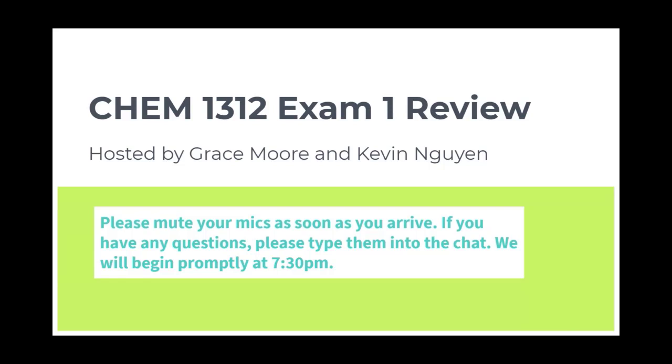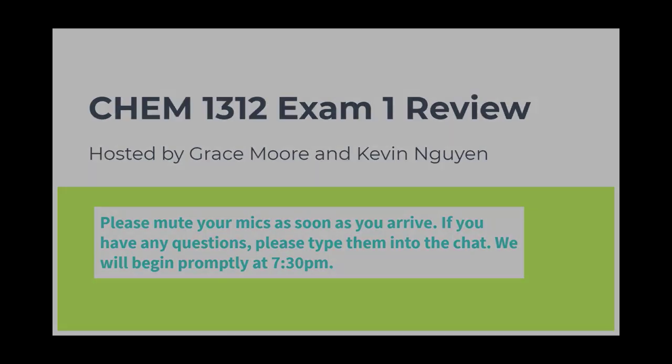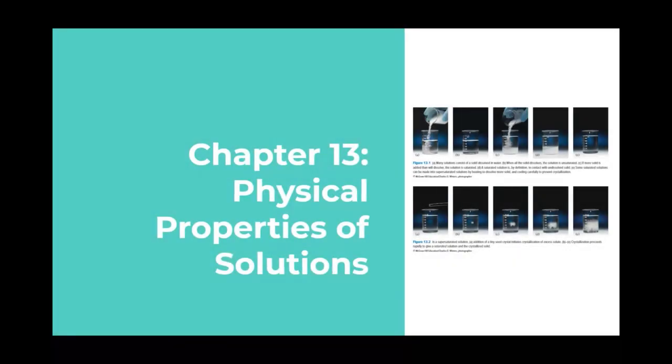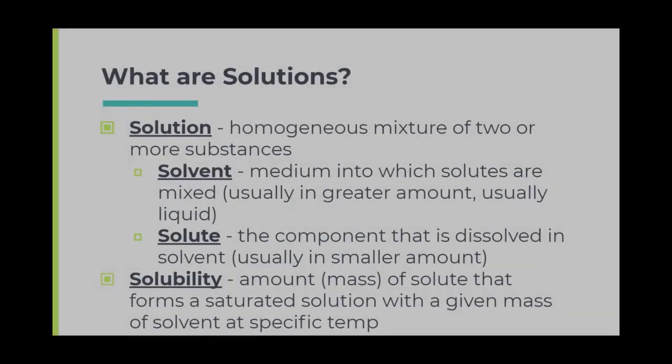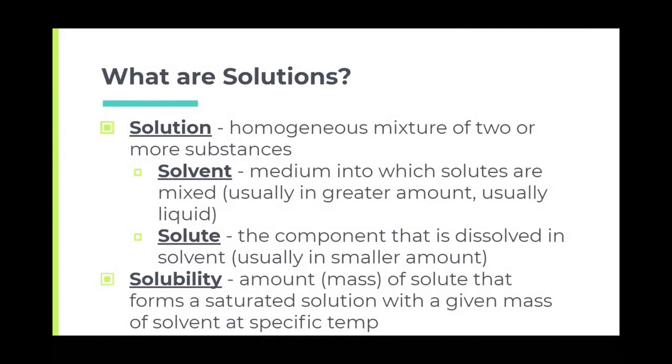Awesome, thanks, Kevin. So, to start out, we're going to be talking about Chapter 13, which is the physical properties of solutions. So, what are solutions? A solution can be defined as a homogeneous mixture of 2 or more substances, and solutions consist of a solvent and a solute. The solvent is the medium into which solutes are mixed, and that is usually a liquid, and that's going to be the greater amount of the 2 components of your solution. And then the solute is the component that gets dissolved into the solvent, which is in the smaller amount, and this is usually a solid or a gas.